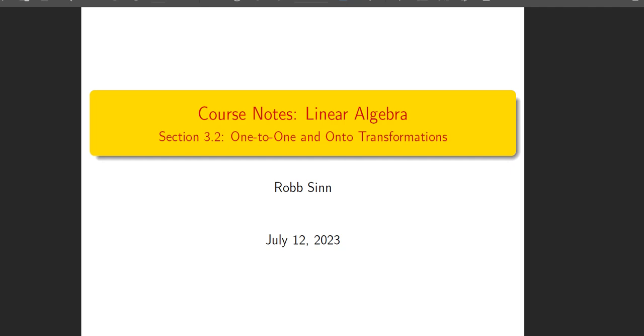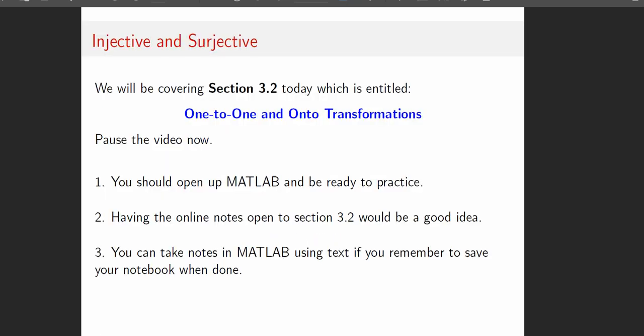Okay, everybody. We hinted at this in the last instructional video. We're going to be talking about functions, in our case, in linear algebra, transformations that are one-to-one and onto. Just like functions, these transformations in linear algebra can be either one-to-one or onto or both.